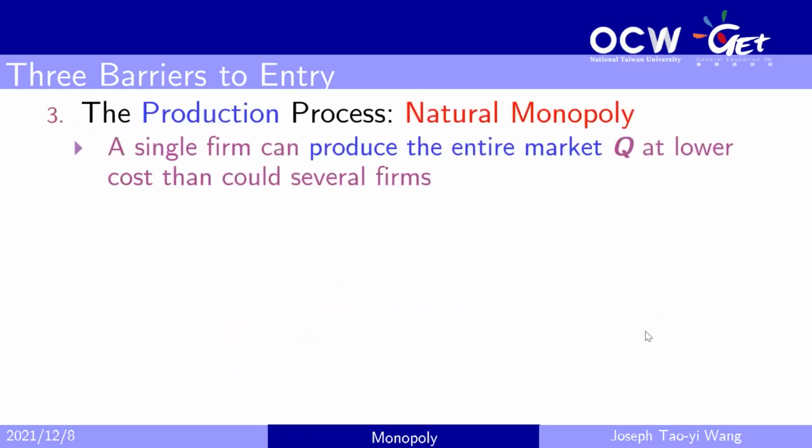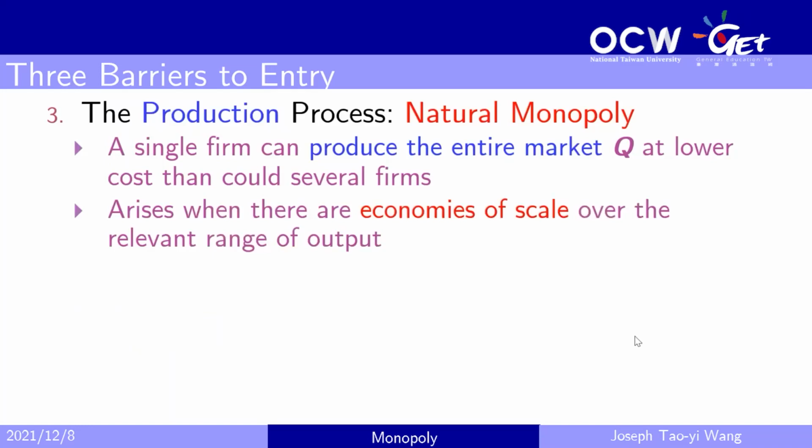Okay, and the third barrier to entry is actually not really about the market structure. It's about the production process. This is usually called natural monopoly. This means that a single firm can produce a quantity for the entire market at a lower cost than if you broke this into several firms. This happens when you have economies of scale.